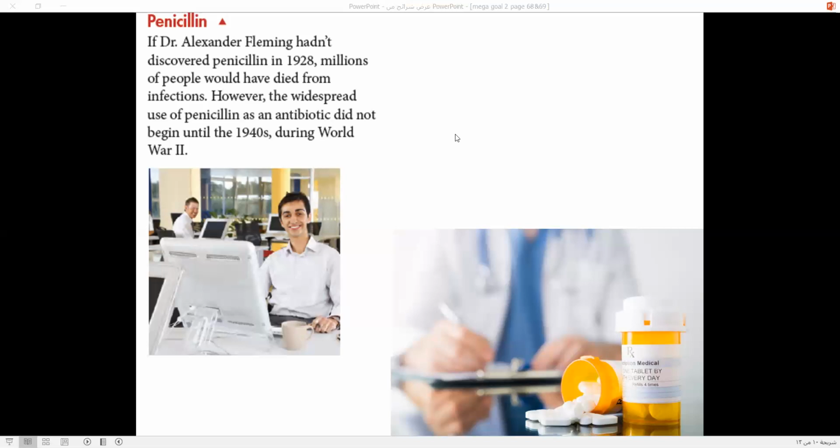Yes, very good. What about the infection? Yes, very good. It kills the infection. It kills the bacteria sometimes, the viruses. So people will take what? Antibiotics, like the penicillin here.